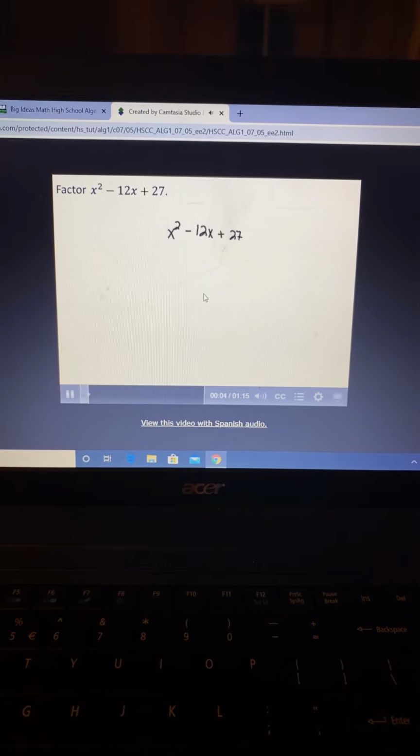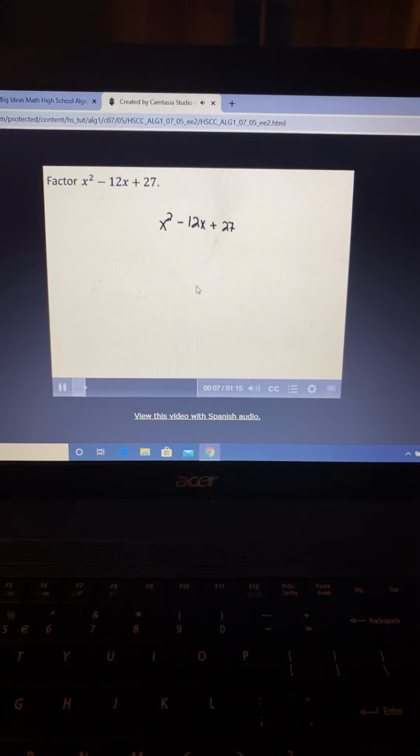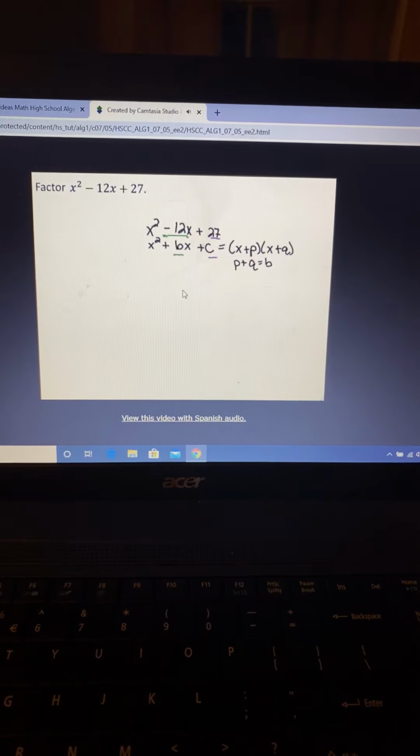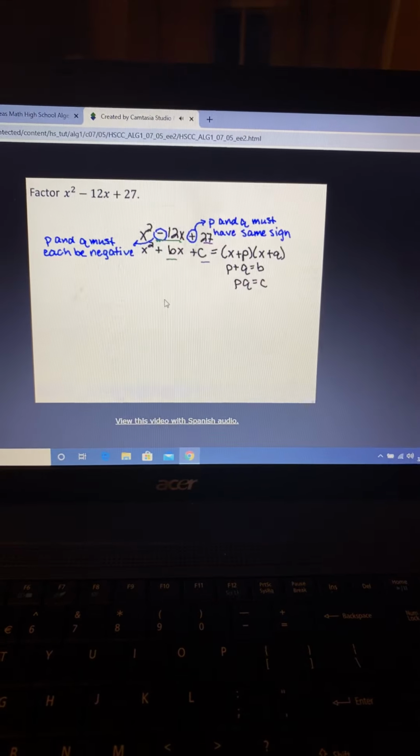x squared minus 12x plus 27. Notice that x squared minus 12x plus 27 is of the form x squared plus bx plus c, where b is negative 12 and c is 27. Because it is of that form, it factors as the quantity x plus p times the quantity x plus q, when p plus q equals b and p times q equals c. Because c is positive, the factors p and q must have the same sign so that pq is positive. Because b is negative, p and q must each be negative so that p plus q.